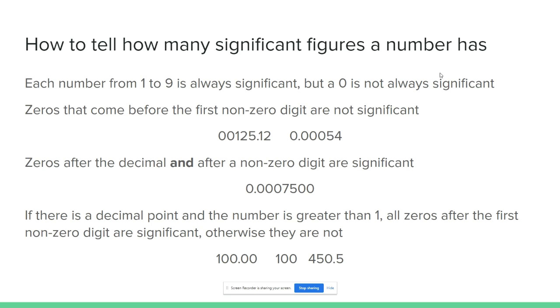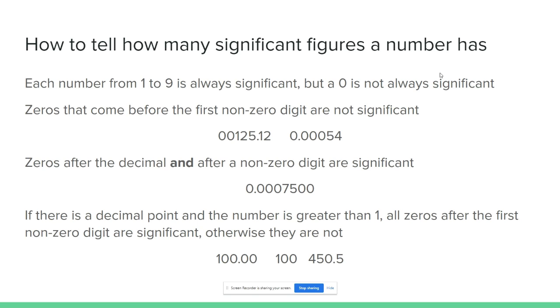Likewise with 0.00054, the first four zeros before the 54 are just communicating scale, so those are not significant. However, zeros after the decimal and after a non-zero digit are significant. So for instance, 0.000750, the first four zeros are communicating scale. That 7500 is very small. But the last zero is communicating that it's very close to 750. It's not 751 or 759. So we know that the 7, the 5, and the zero at the end are significant. So there are three significant figures.